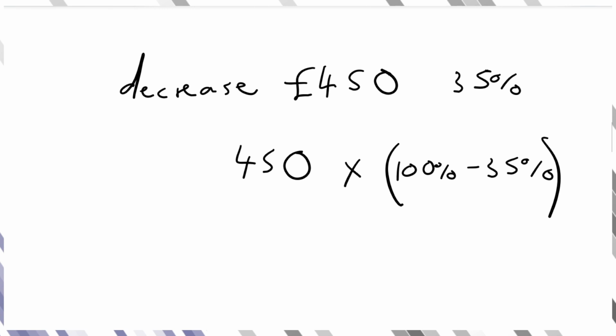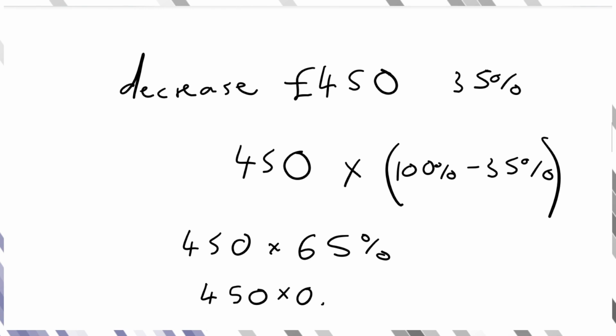If we're going to increase or decrease any amount by any percentage, we would do 100% plus or minus the percentage, and then just multiply it by that. So 100 take away 35 is 65, so we need to do 450 times 65%. One of the easiest ways to do this is to multiply it by 65% as a decimal. 65% as a decimal is just 65 divided by 100, which is 0.65. So we would do 450 times 0.65, and that would give us the answer as well.